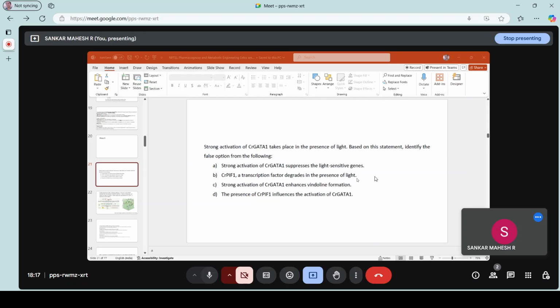Strong activation of CrGATA1 suppresses the light-sensitive genes. CrPIF1, the transcription factor, degrades in the presence of light. Strong activation of CrGATA1 enhances vindoline formation. The presence of CrPIF1 influences the activation of CrGATA1.